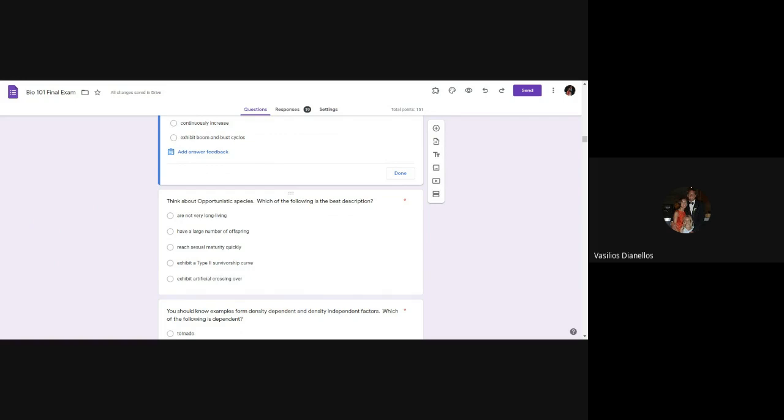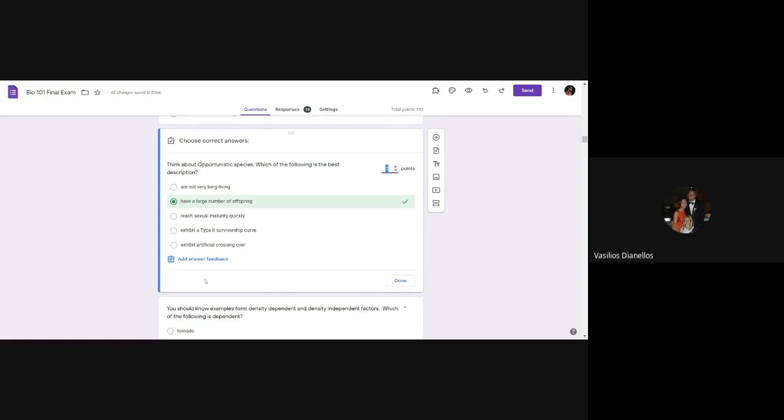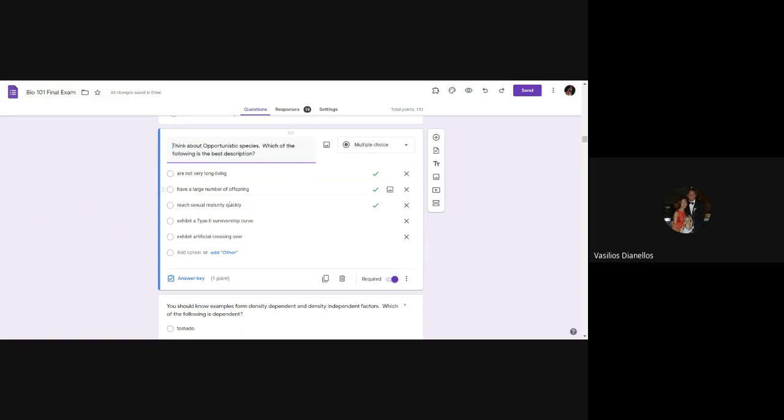Ooh, opportunistic. You know what? Here we go. This is going to be more work for me, but here's a mistake I made. So all of these answers are correct. Opportunistic, short living, have a lot of offspring, and they reach sexual maturity quickly. So I've changed this to include the other correct answers. Now I'm going to have to go back through everybody's grade and make sure that they got credit for that. So anyway, moving forward.